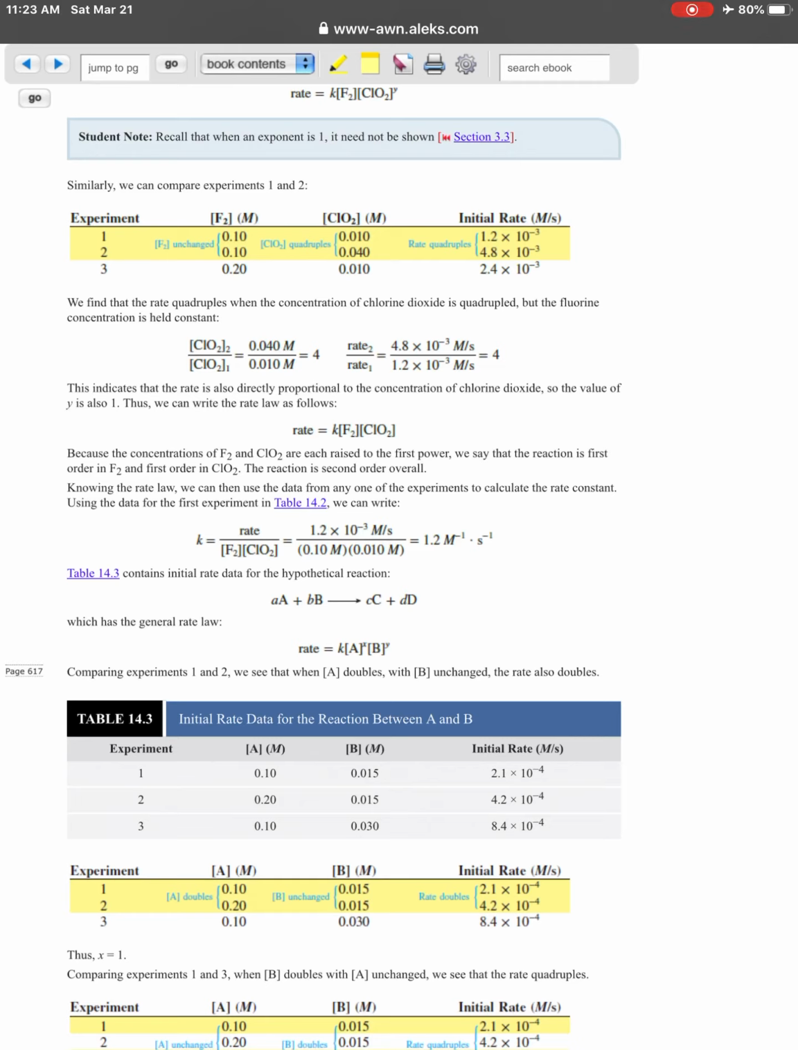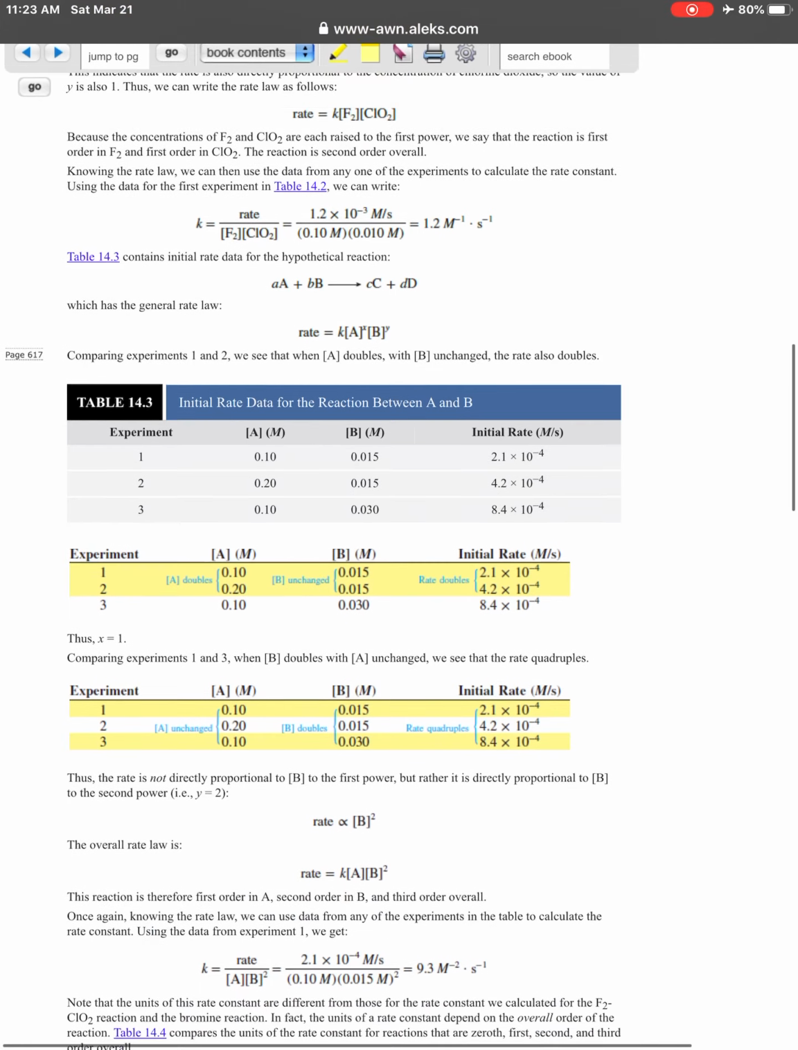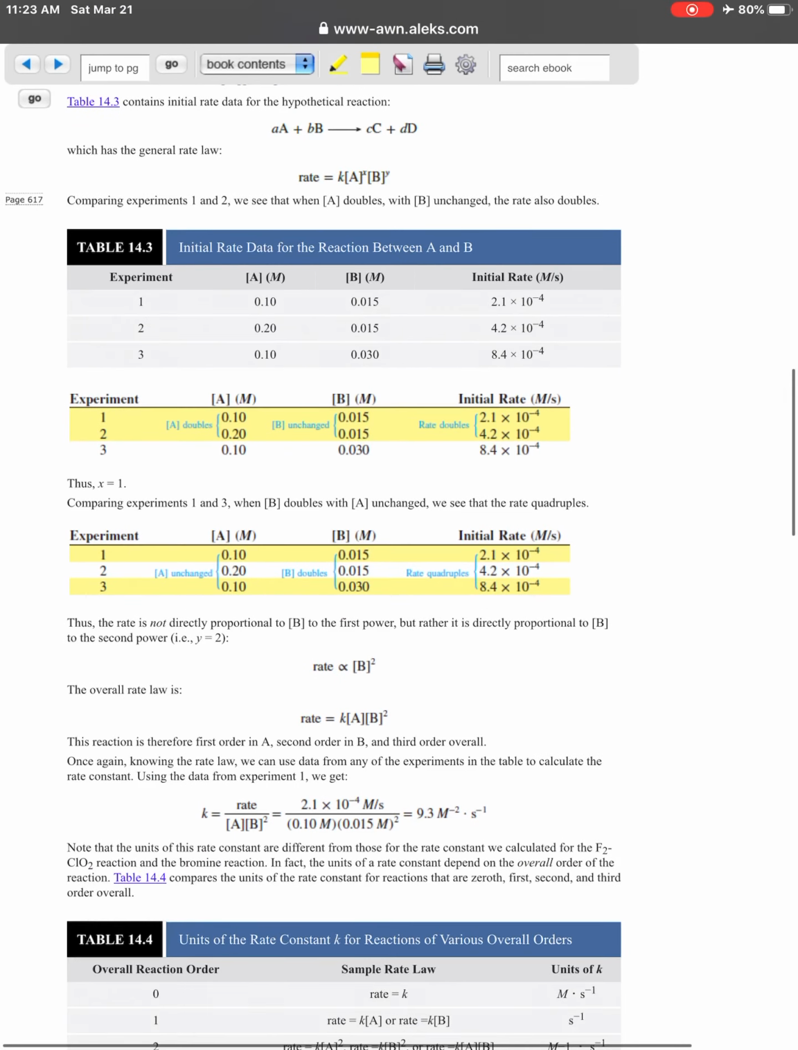That happens. Table 14.3 contains initial rate data for the hypothetical reaction. So now, guess what we're doing? We're looking at a different example. This one's more general. This one is not a specific reaction like F2 and ClO2. It's A and B. The author is running out of real examples to use, so we're just going to use a general made-up example. So let me scroll down here a little bit.